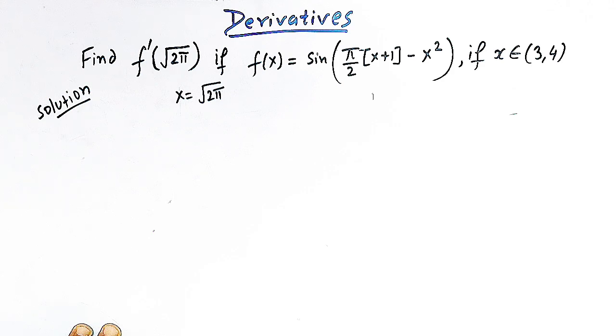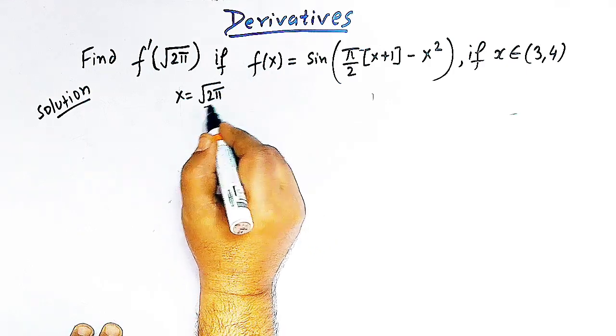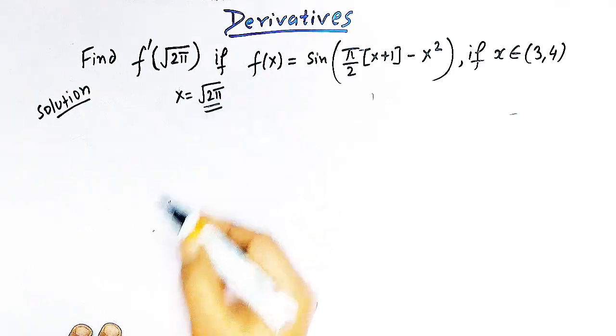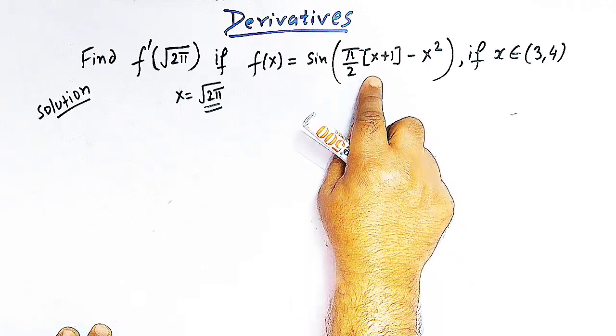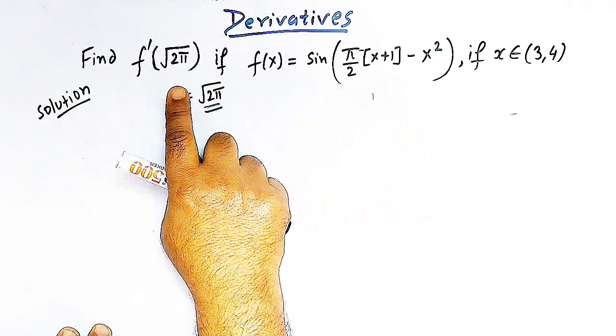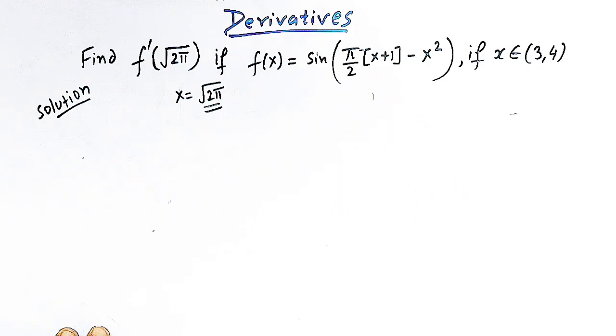So let us see how we can find out the value of the derivative of this function at this desired point, that is square root of 2 pi, right? So here we'll simply make use of the definition of the greatest integer function to solve this problem, and in addition to this we'll also make use of some concepts from trigonometry.